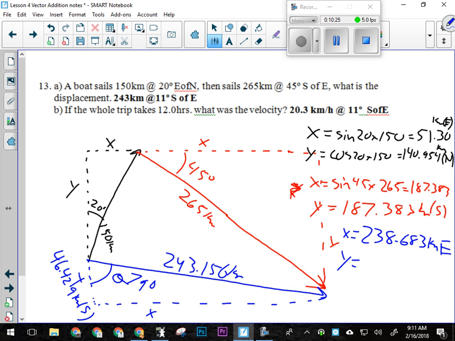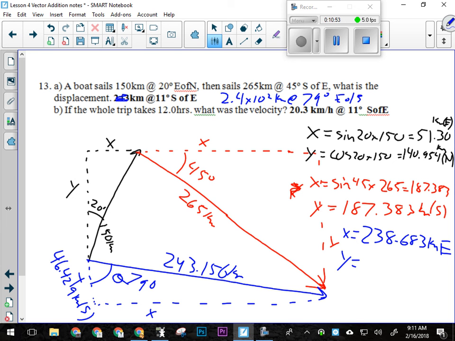All right, now that's my overall displacement, we have two significant figures. So this answer is wrong. It should be 2.4 times 10 to the 2 kilometers at 79 degrees, and that'll be east of south. Or you could have the 11 degrees south of east, whichever way you drew the triangle is fine.